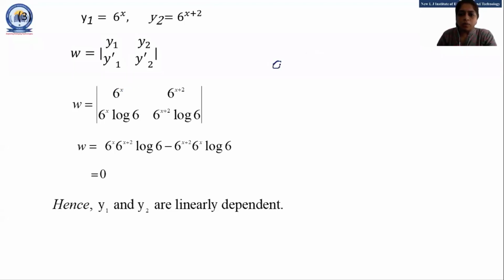Here we are going to apply the formula for a raised to x. So the derivative of a raised to x is what, students? a raised to x log a, right? Where a is any constant term. So here the derivative of 6 raised to x is 6 raised to x log 6. Similarly, for 6 raised to x plus 2, we apply the same formula: 6 raised to x plus 2 into log 6.